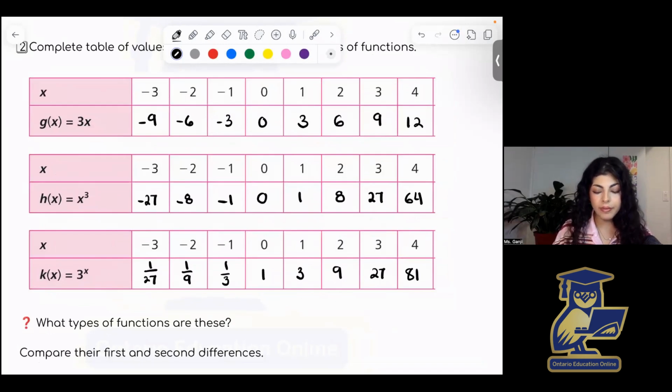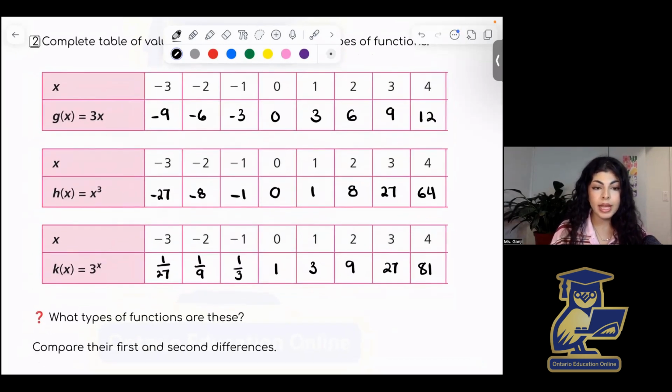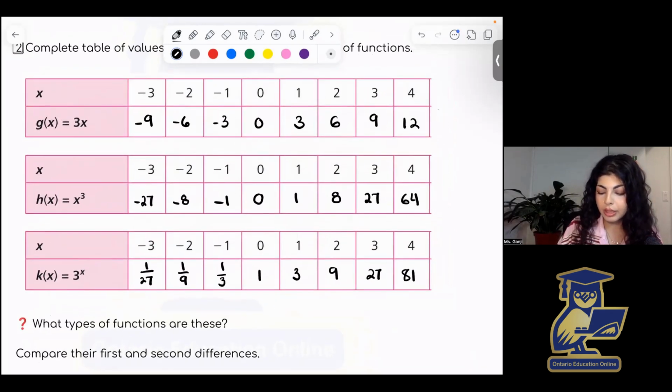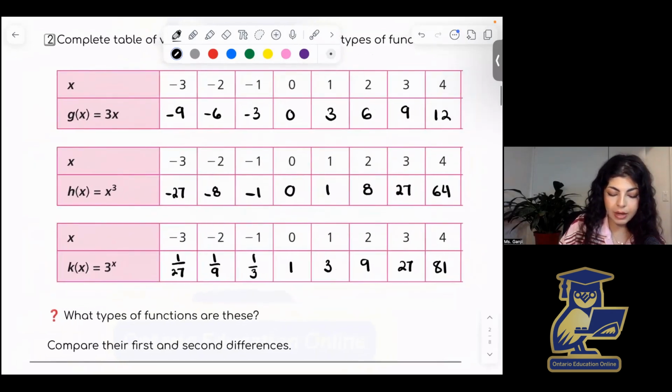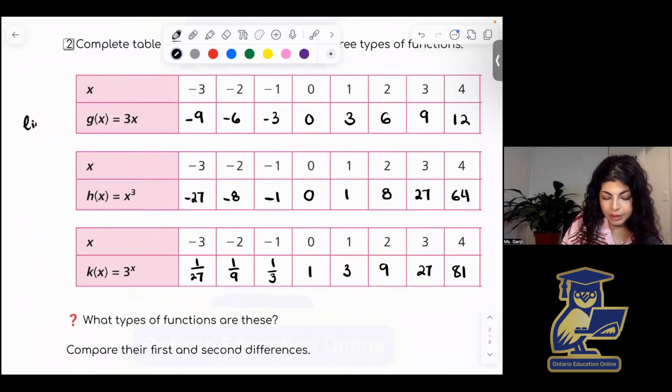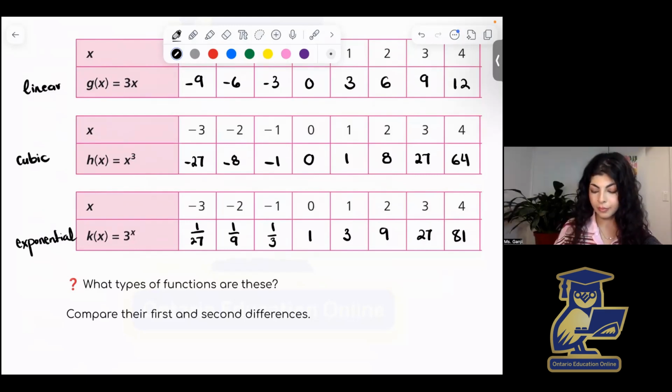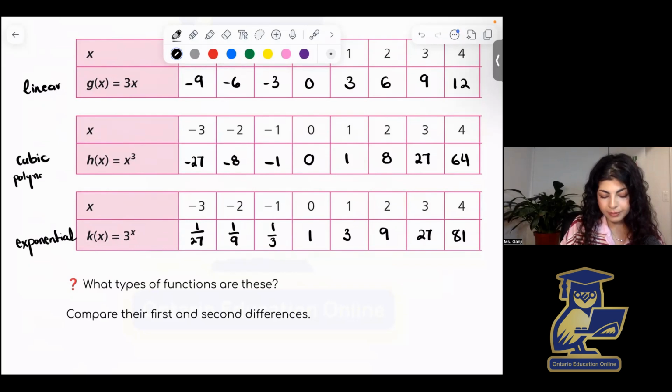So your completed table of values should look like these. And the question for you here, what type of functions are these? And I already mentioned this earlier, but this one would be our linear function. This is a cubic function, and this one is now our exponential. And for this one, I can also write polynomial as well.